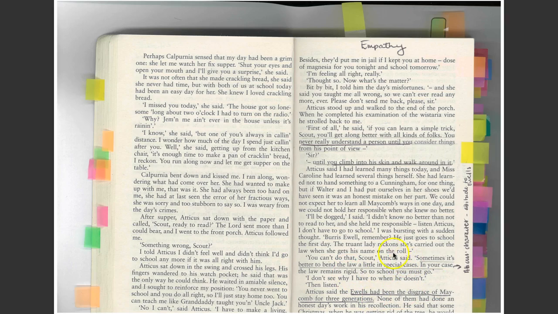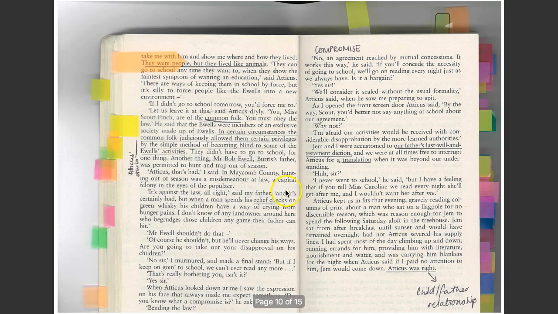And that's because the Ewell children don't attend school, and Scout's trying to get out of school herself, but having not much luck. "Ewells had been the disgrace of Maycomb for three generations," so just an interesting line there. That's important because Bob Ewell and his children are central to the main storyline later on, so make sure you get that down as just a bit of characterization.